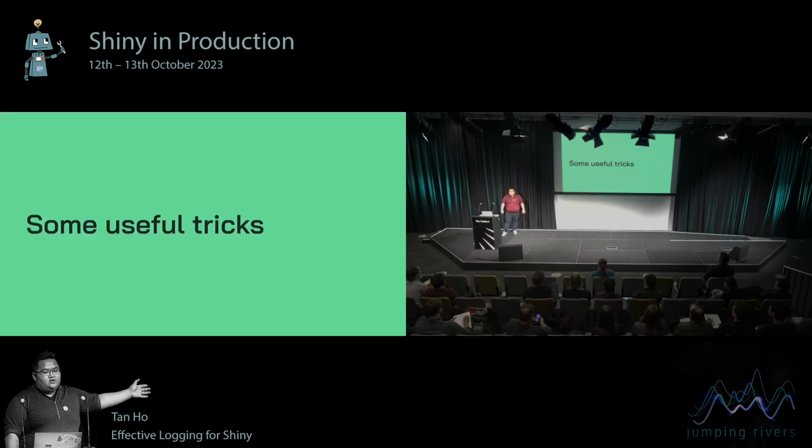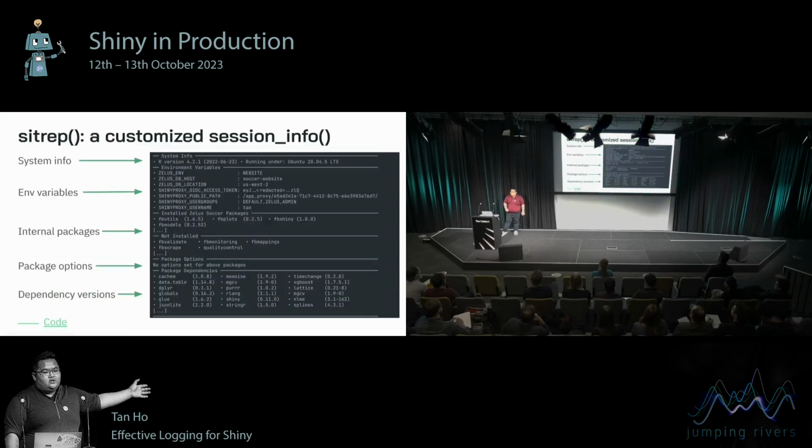And I'll show you some useful tricks. People who've been around the block know most of that stuff. Here are some useful tricks that I found. We made a customized session info. We call it sitrep. Basically what this does is it surfaces all of that version information that I talked about earlier, but in a human-friendly way with nice headers to make it easy to read. So at the top, you've got the system information. It's got the R version running under Ubuntu 20.04. It lists all the environment variables that are relevant.